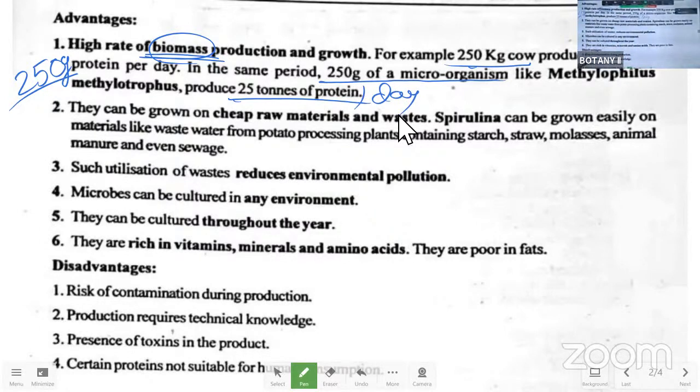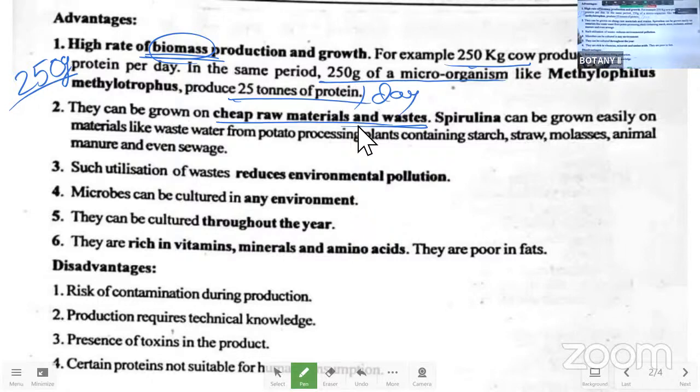And the second one, what we have to write: these can be grown on raw materials and waste materials. So it's easy to grow in biotech labs on waste materials, as the waste materials can be reutilized in biotech labs for the production of protein. So it's environment safe, what we are saying. Example, spirulina. Write only one example, spirulina.